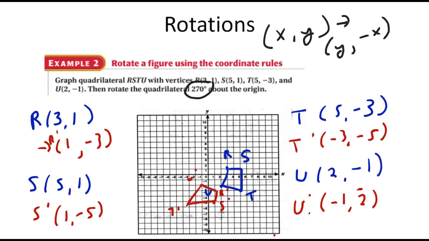So now I have replotted it. I replotted all my red points, and that's the rotation. I started here, and I went 90, 180, 270 to get to right there. So that is my rotation.